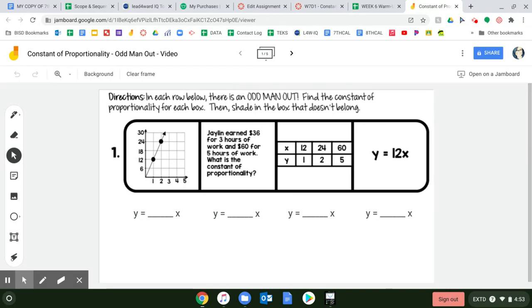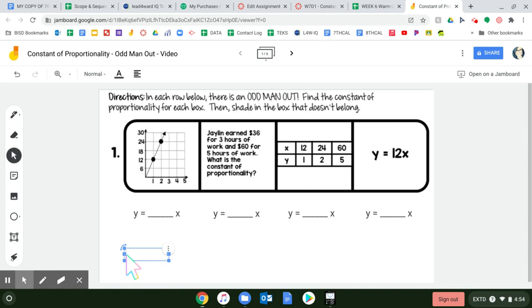We are going to review constant proportionality by comparing different versions. Like you can tell in number one, we're going to compare a graph, a situation, a table, and an equation. And these are the four ways that you'll always see constant proportionality being represented, your proportional relationships being represented in these ways.